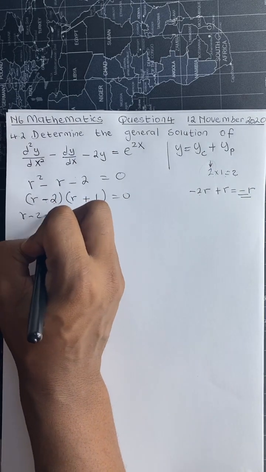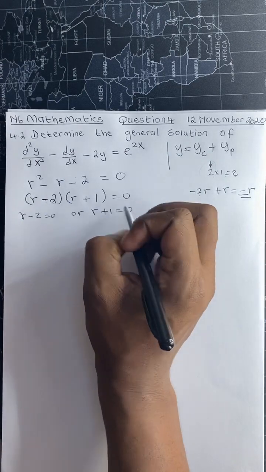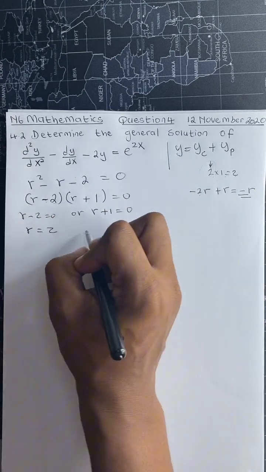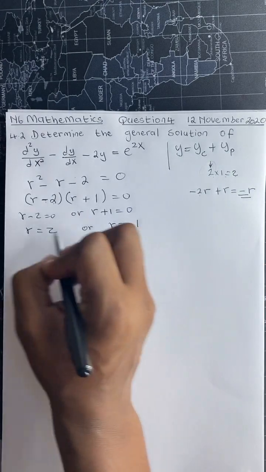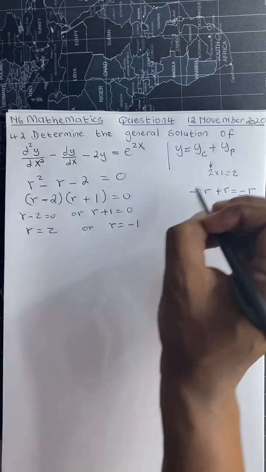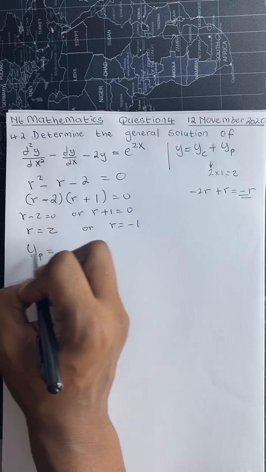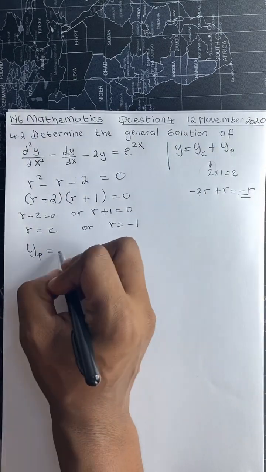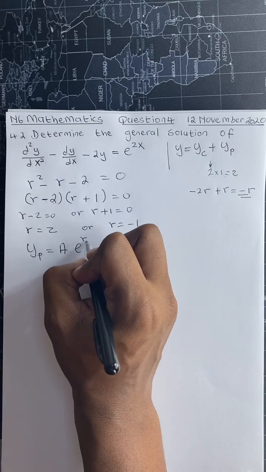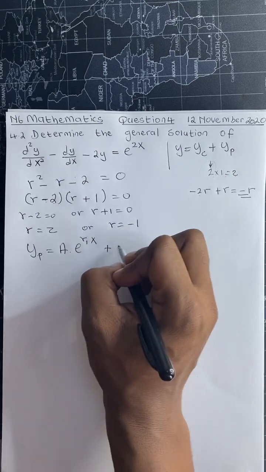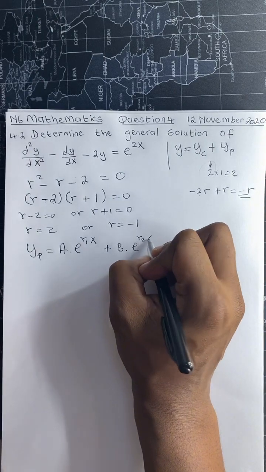So r minus 2 will be equal to 0, or r plus 1 is equal to 0. R will be equal to 2, or r is equal to negative 1. So these are the roots of our auxiliary equation. We use these roots to determine the general solution. The formula for the yp, the general solution, is a multiplied by e raised to the power r1 multiplied by x plus b multiplied by e raised to the power r2 multiplied by x.